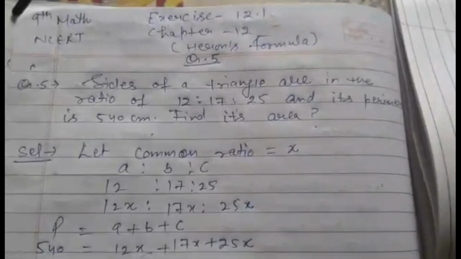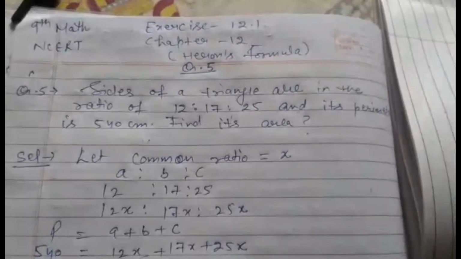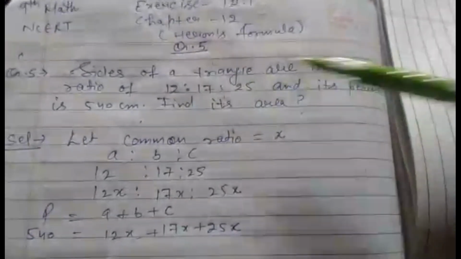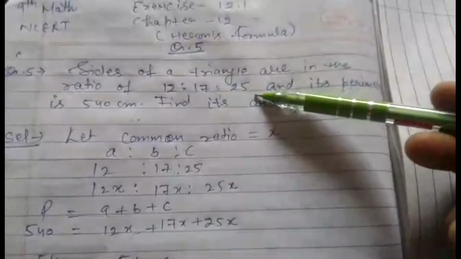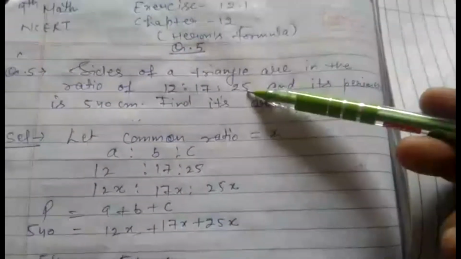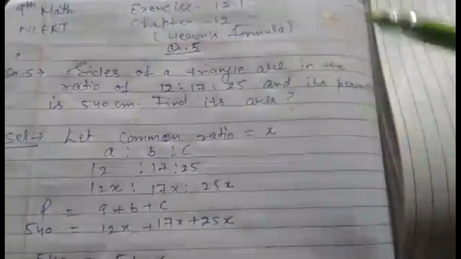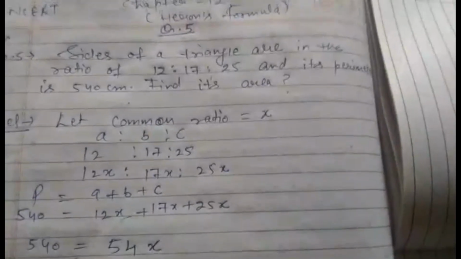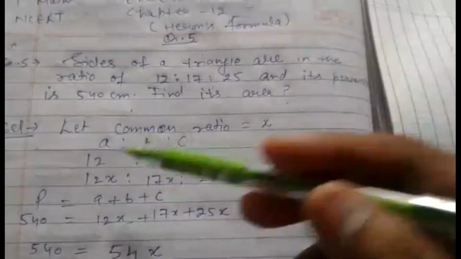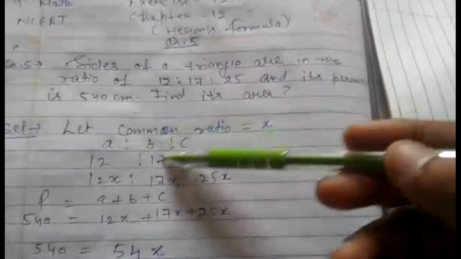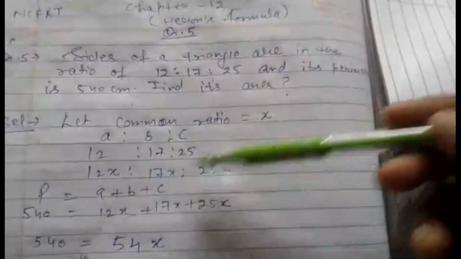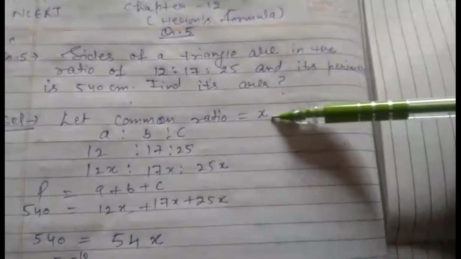9th class maths exercise 12.1, chapter 12, Heron's formula. Question number 5. Sides of a triangle are in the ratio 12, 17, 25, meaning a, b, c values. The three sides are given in ratio and its perimeter is 540 centimeter. In these types of questions we consider a common ratio, so a, b, c is in the ratio 12, 17, 25. So we can write 12x, 17x and 25x, because x is the common ratio.